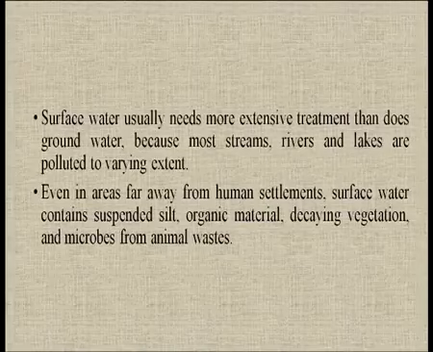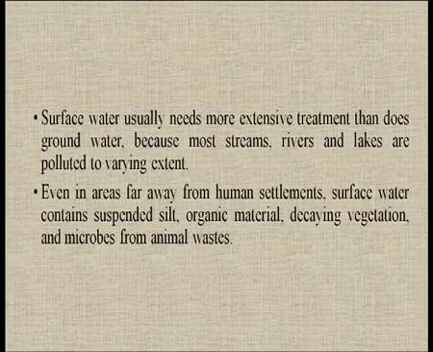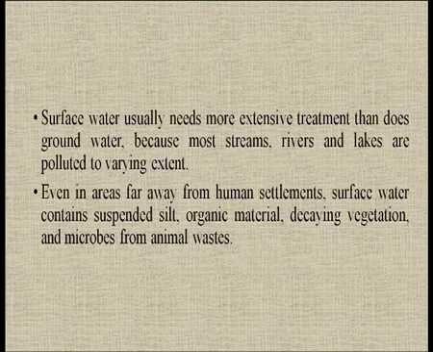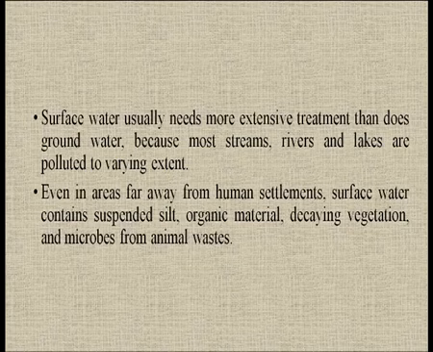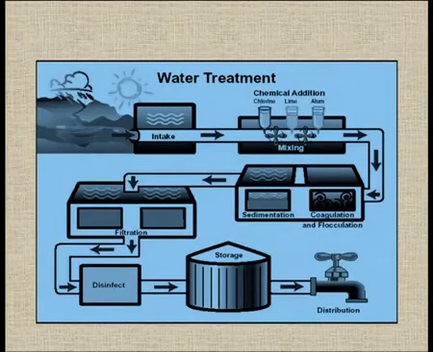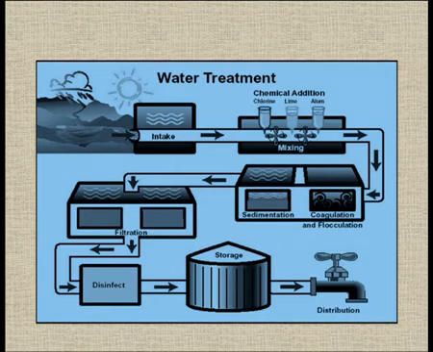Surface water usually needs more extensive treatment than groundwater because most streams, rivers and lakes are polluted to varying extents. Even in areas far away from human settlement, surface water contains suspended silt, organic material, decaying vegetation and microbes from animal waste. So, this is the water treatment procedure. Methods of water treatment: water is treated by a variety of physical and chemical methods.